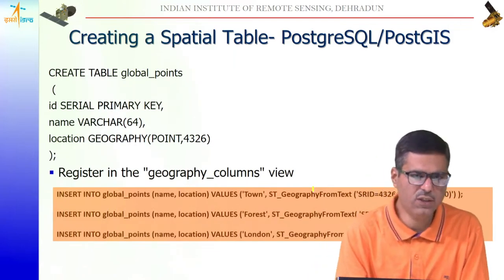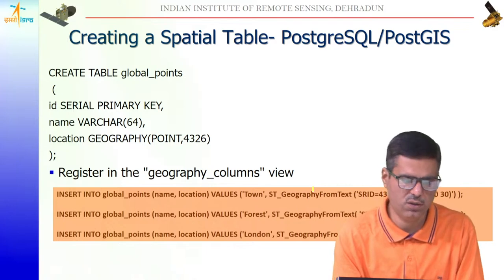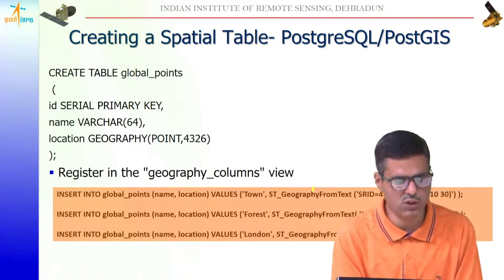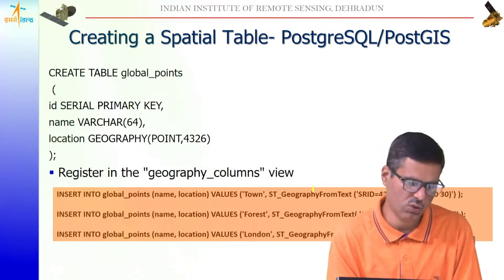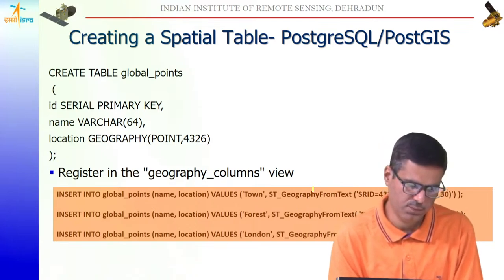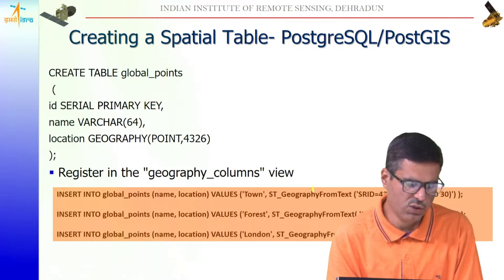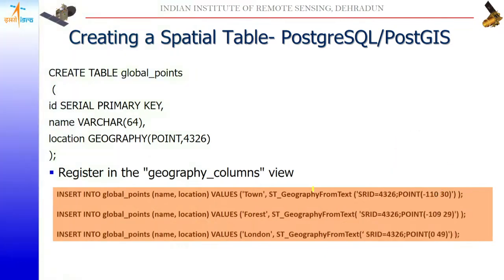Now here I will take a few examples. First, to create a simple spatial table where we just want to store points, and then we'll build it up for the spatial queries. So the first is to create a table. So we can use the create table statement, which is create table, the name of the table. In this case, it's global_points.